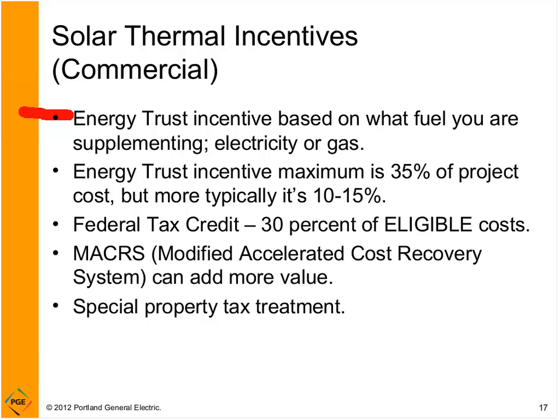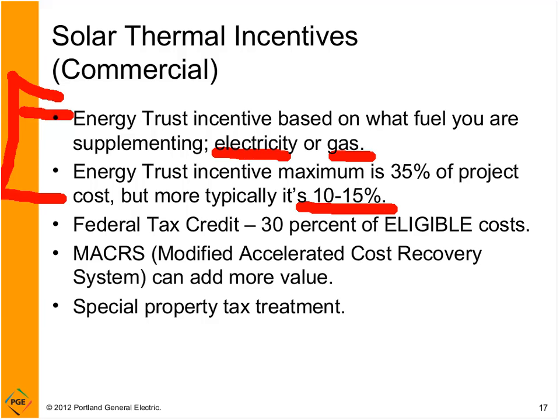You have a variable incentive from the Energy Trust based upon whether the fuel that you're using now is electricity or gas. And the incentive will vary as well with what company serves you for that electricity or gas. Typically, we see Energy Trust incentives in the range of 10 to 15% of the project first cost or total cost. So Energy Trust is one of the first incentive categories we need to talk about.